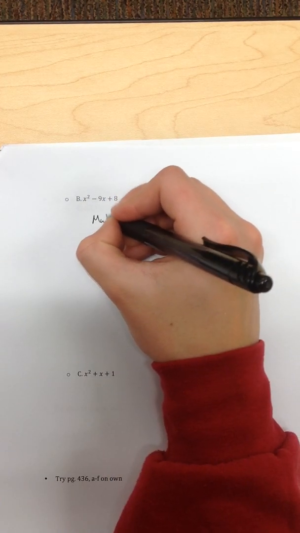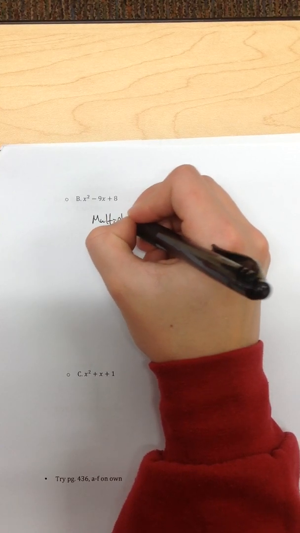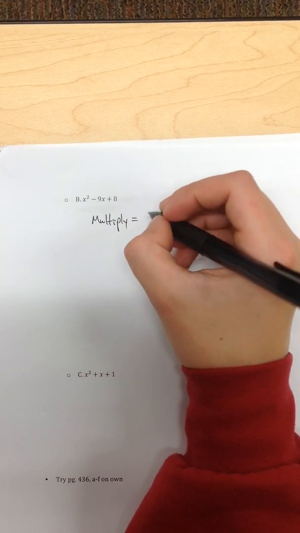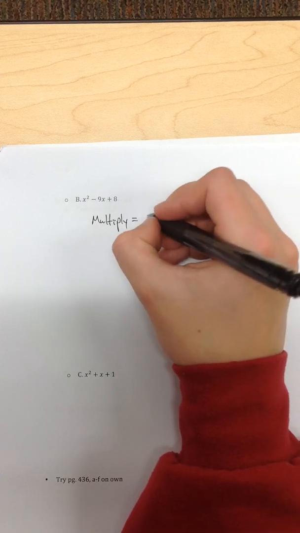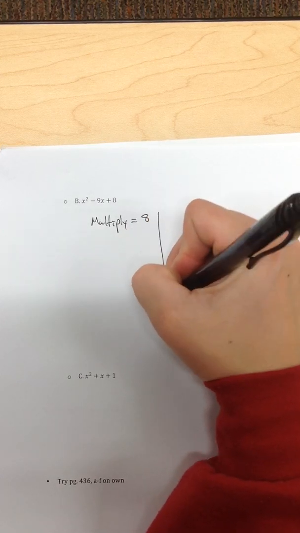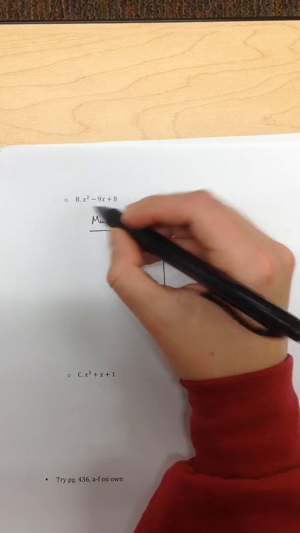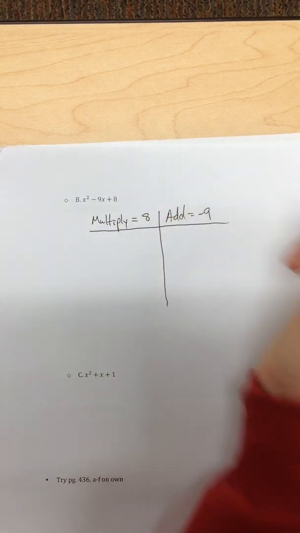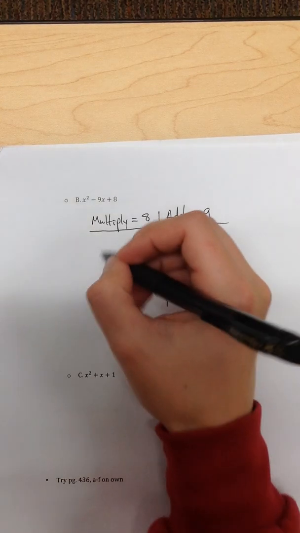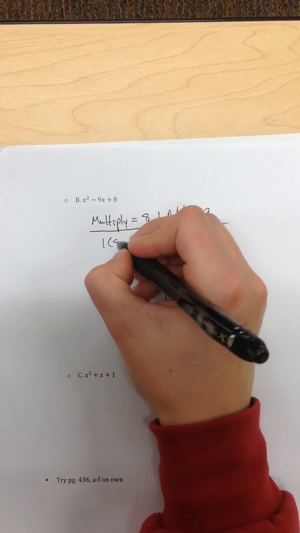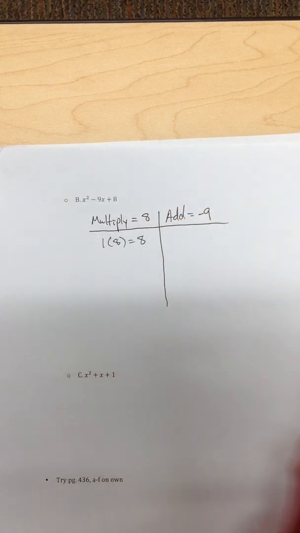So this one, we've got x squared minus 9x plus 8. Okay, so we are looking to multiply to 8, so the end one there, so multiply to 8, and we are looking to add to the middle one, which would be negative 9. Okay, so things that multiply to be 8. Well, we got 1 and 8, right? So I go 1 times 8, gives me 8.